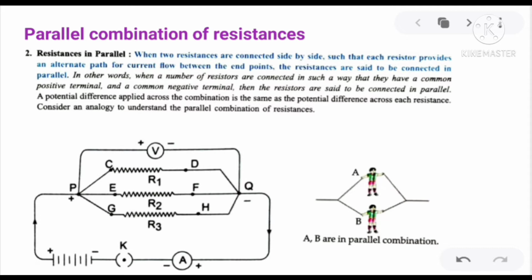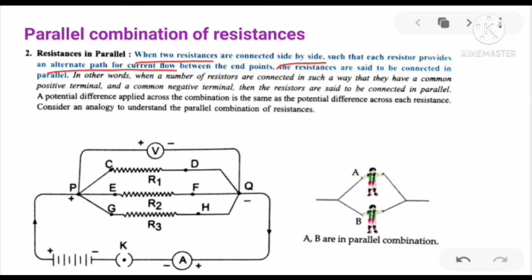Let us first see the definition: what is called a parallel combination? How can we identify a parallel combination? When two or more resistances, it may be two, three, four, whatever, are connected side by side such that each resistor provides an alternate path for current flow. Alternate path for current flow.